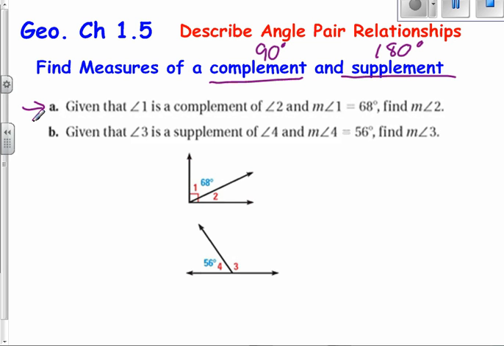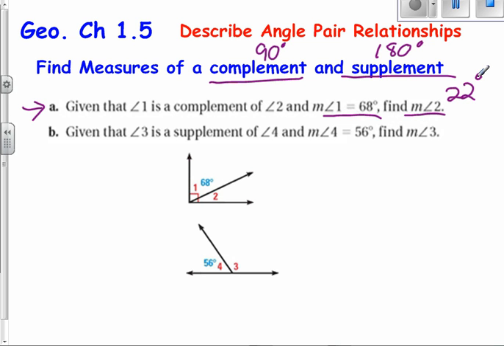Given that angle 1 is a complement of angle 2, they're telling you that the sum of those two angles equals 90 degrees. They give you angle 1, which is 68. Therefore, angle 2 would be 90 degrees minus the 68, so that would be 22 degrees.